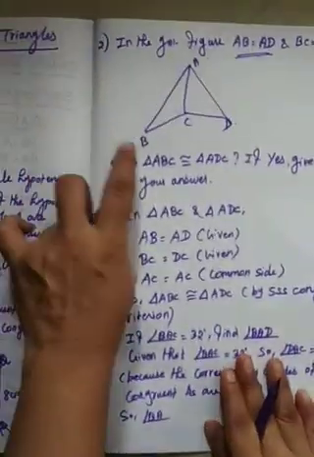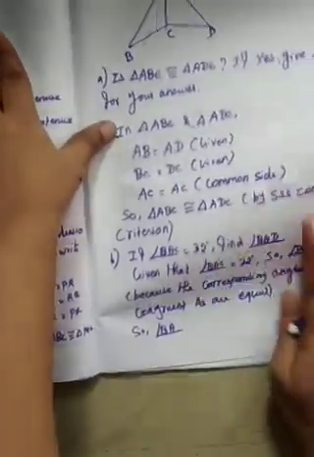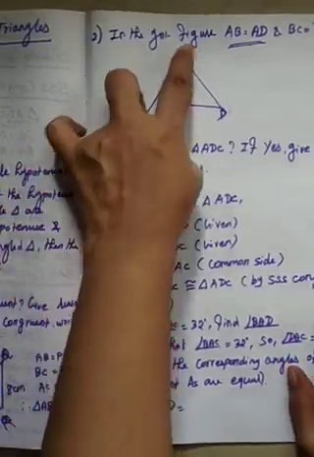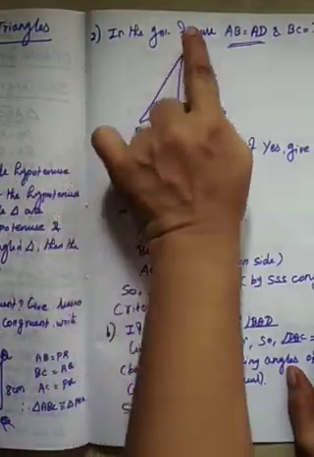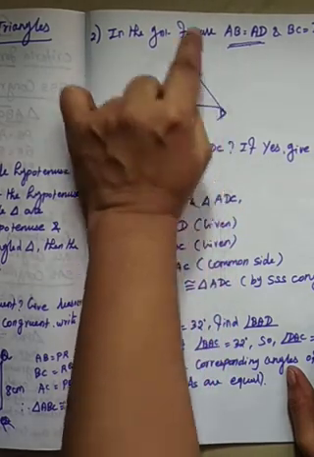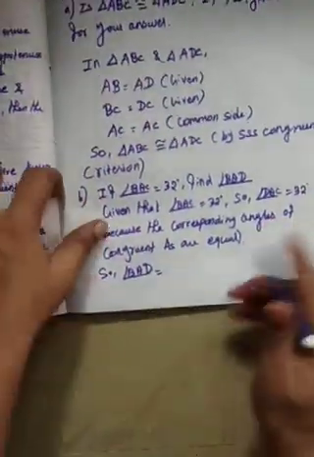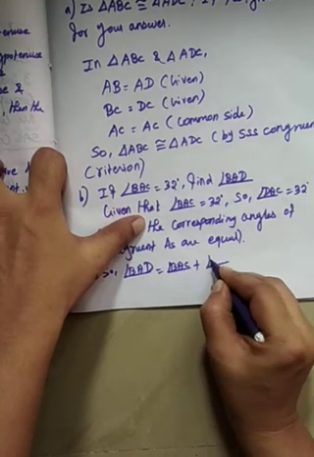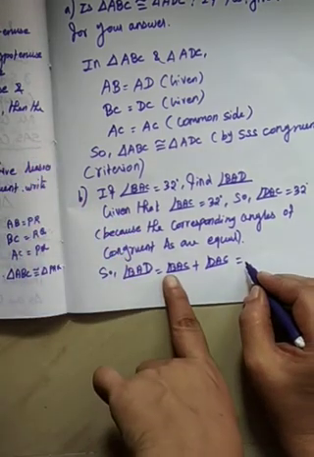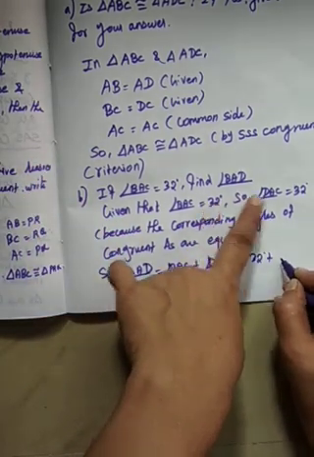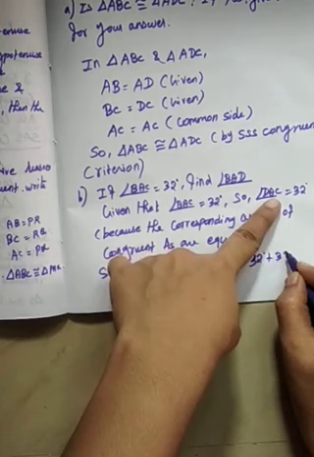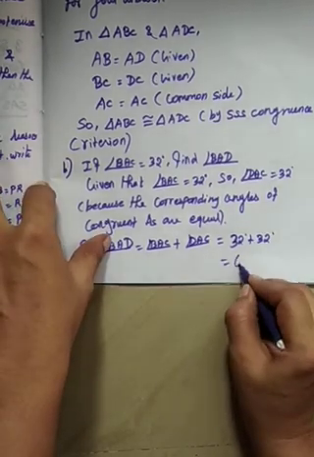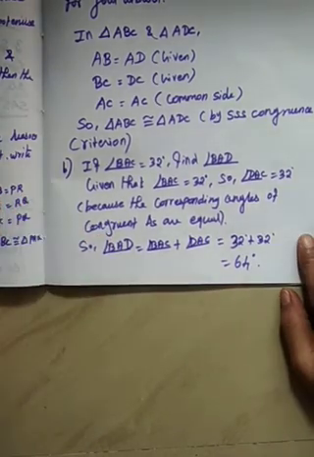So we can say angle BAD is nothing but angle BAC plus angle DAC. What is BAC? 32 degree. What is DAC? This is also 32 degree. See, we can say 32 degree plus 32 degree is nothing but 64 degree. This one is the answer.